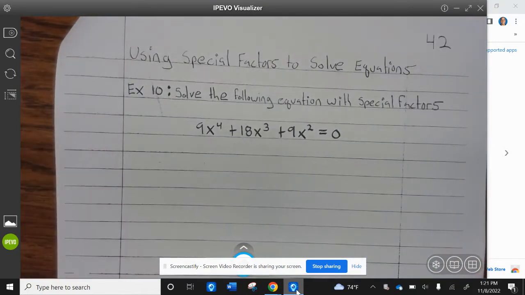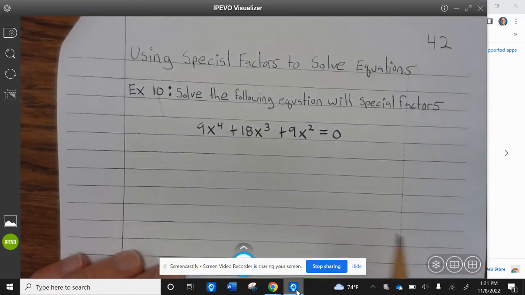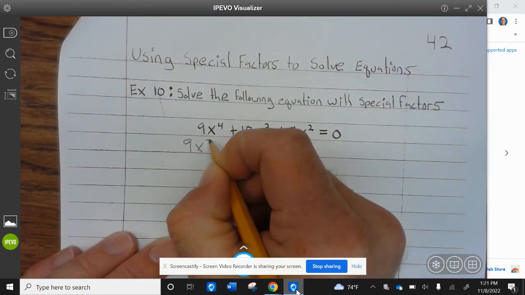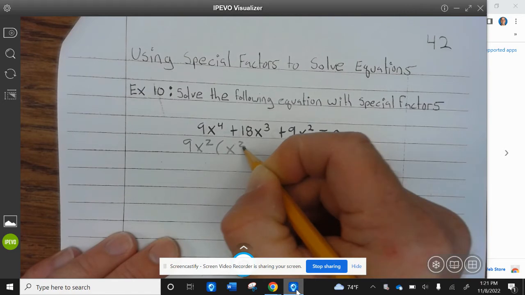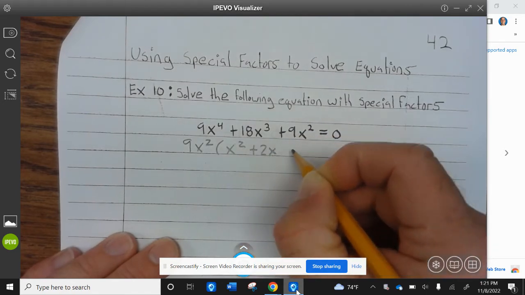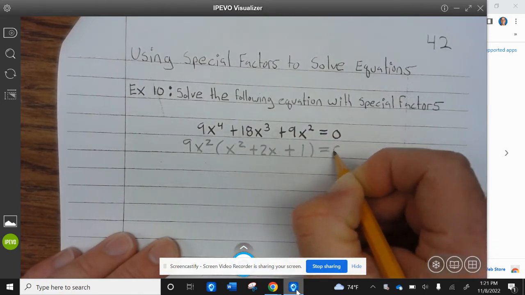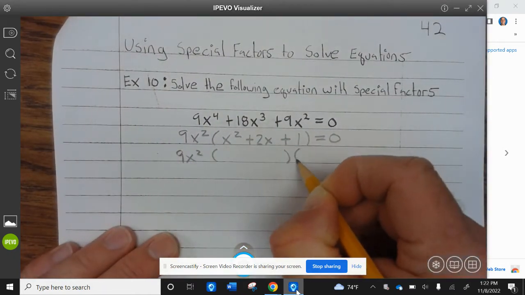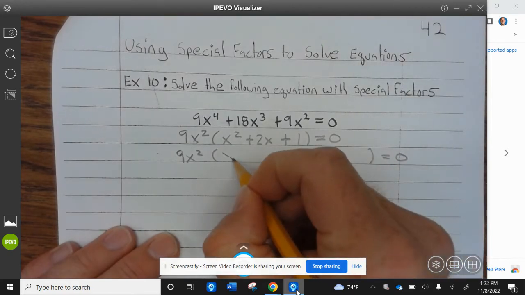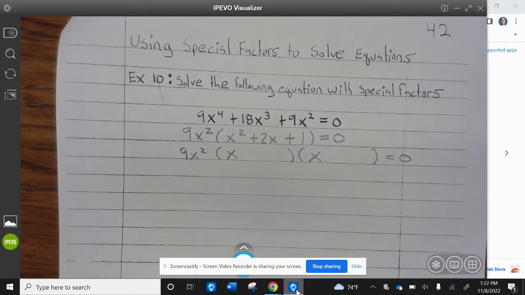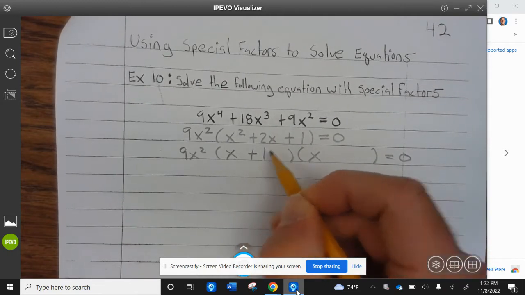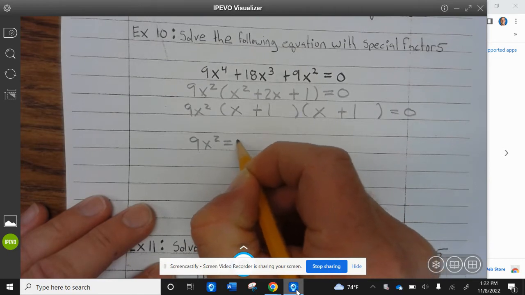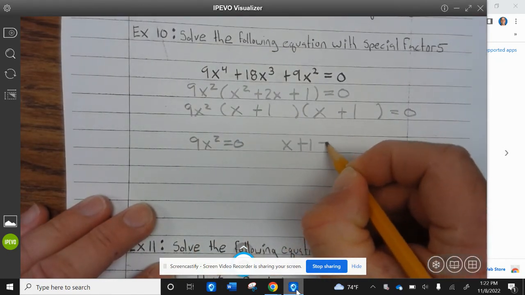All right, example 10. Solve the following equation with special factors. Now, it looks like I can factor out a 9x squared, which leaves x squared plus 2x plus 1 equal to 0. So that's 9x squared, 2 parentheses. That's x and x. Now, in order to get a positive 1, that's plus 1, plus 1. So you set 9x squared equal to 0. X plus 1 equal to 0.